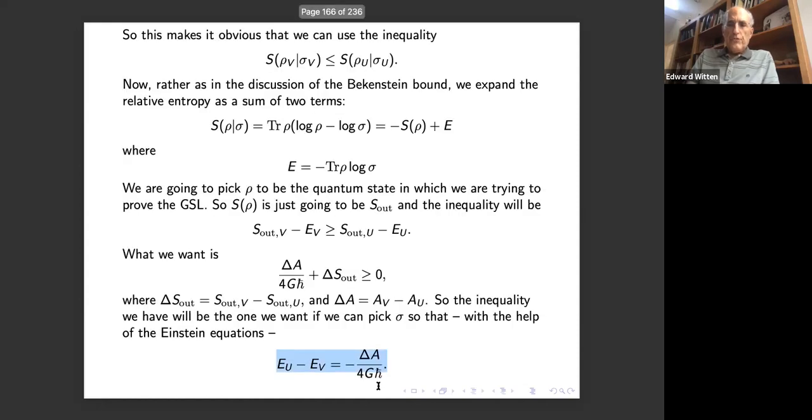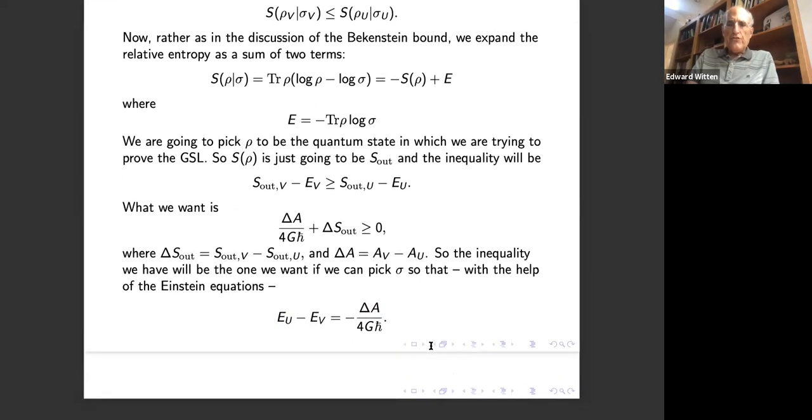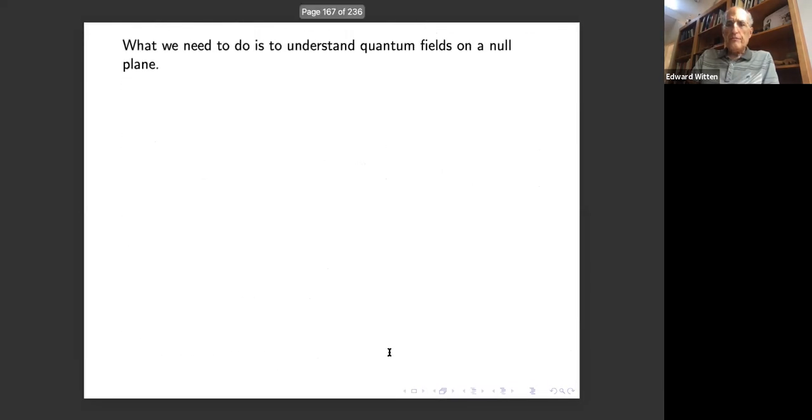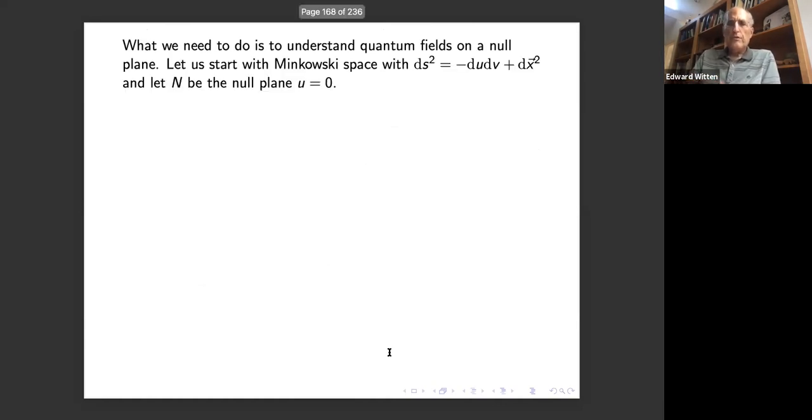So we need to understand what kind of sigma will have the property that the change in this matrix element will be related by the Einstein equations to the change in the area. So for that, we'll have to look at quantum fields on a null plane, the null plane being the horizon. So we could start in Minkowski space, which I've written with two light cone coordinates and some transverse spatial coordinates. And let N be the null plane where u is zero.